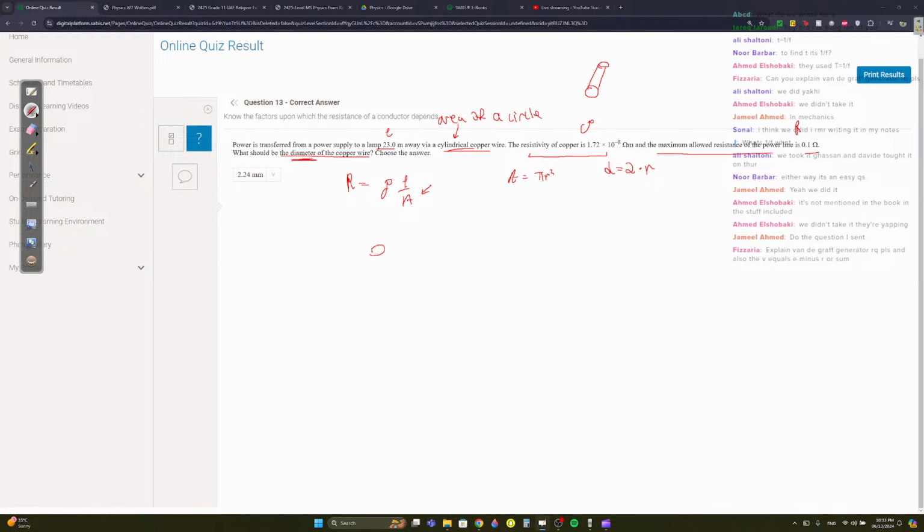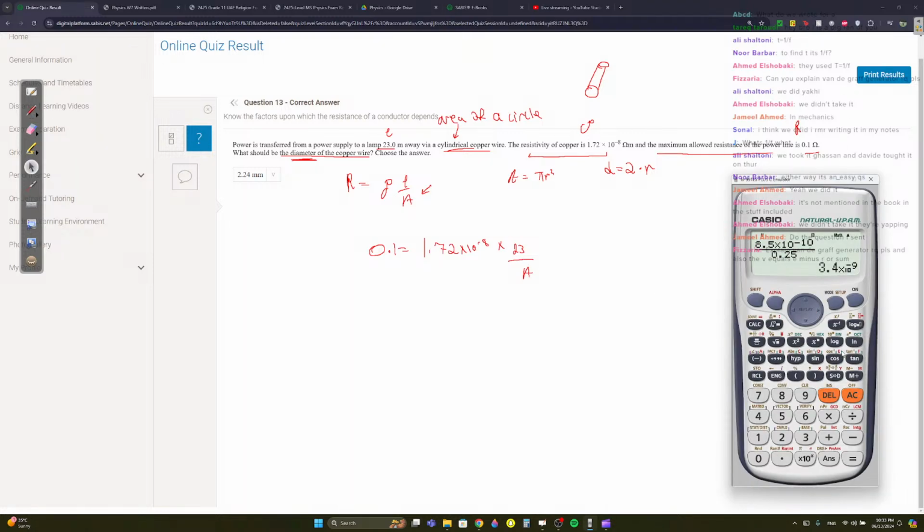There is the resistance 0.1 is equal to the resistivity 1.72 times 10 to the power of negative 8 times the length, which is 23 over A. And you can just find it easily. You're going to get 0.1 equals 1.72 times 10 to the power of negative 8 times 23 over, we can say x, instead of A. Let's solve this on a calculator. We're going to get this. So the area is equal to 3.956 times 10 to the power of negative 6.